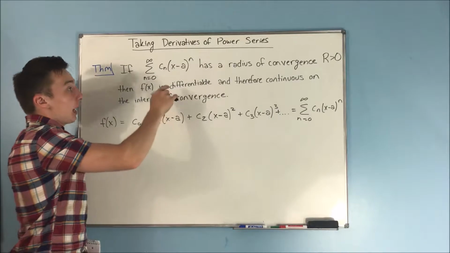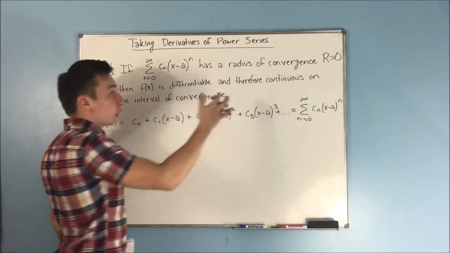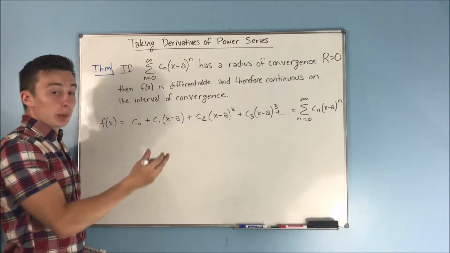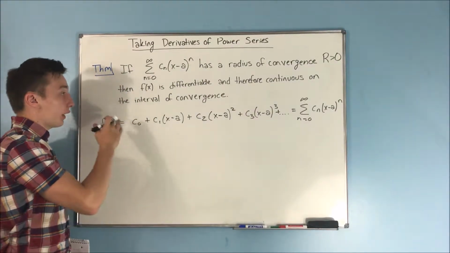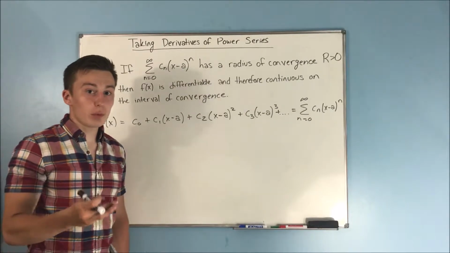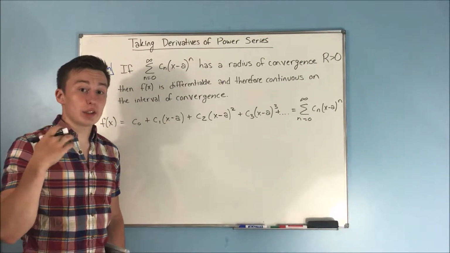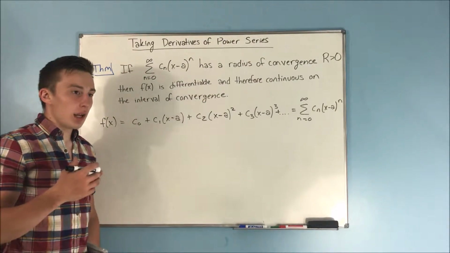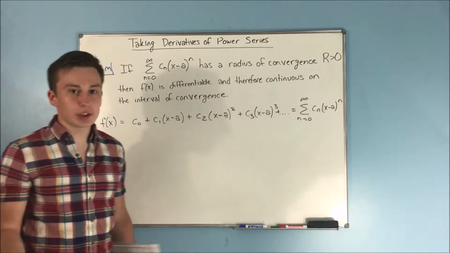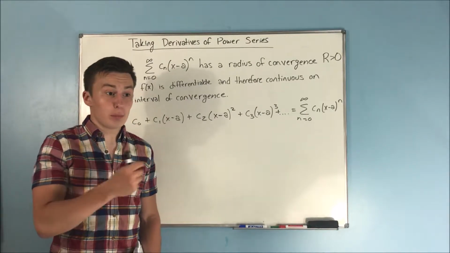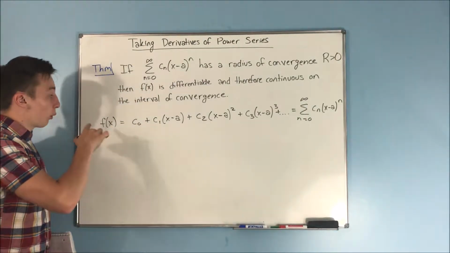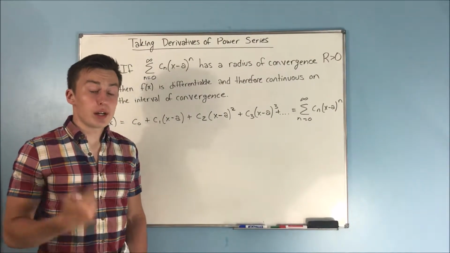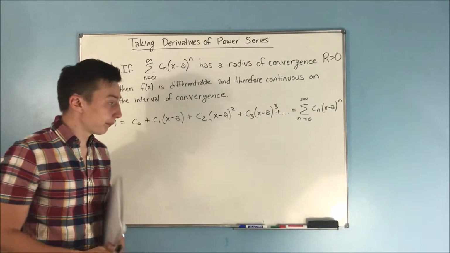has a radius of convergence which is greater than 0, then your function is differentiable and therefore continuous on the interval of convergence. What this means is that now we can take derivatives of power series, and it's okay to do that. This basically helps us describe more functions as a power series, and you're going to see some examples of that shortly.